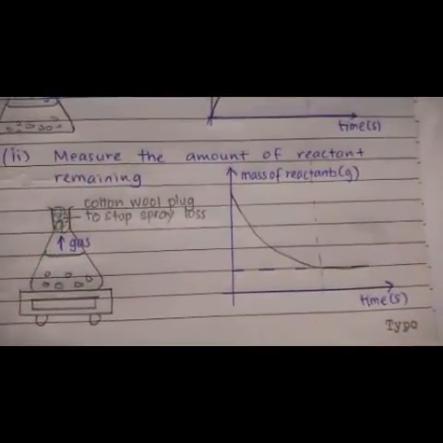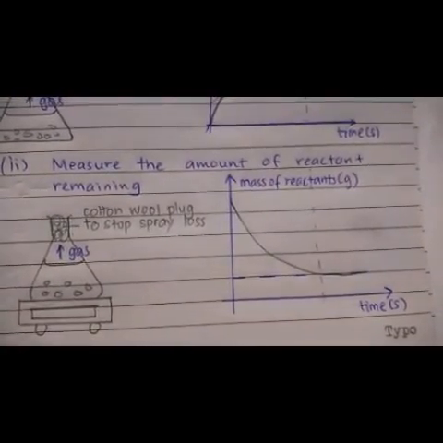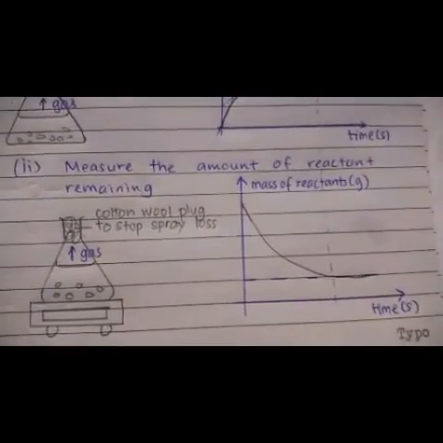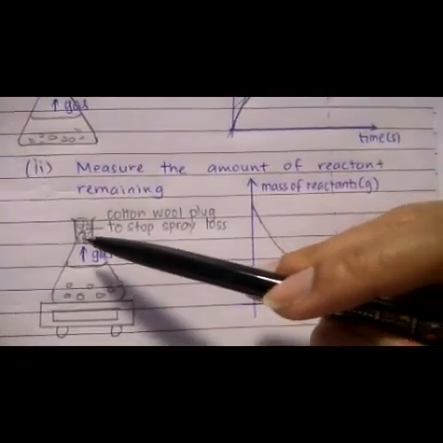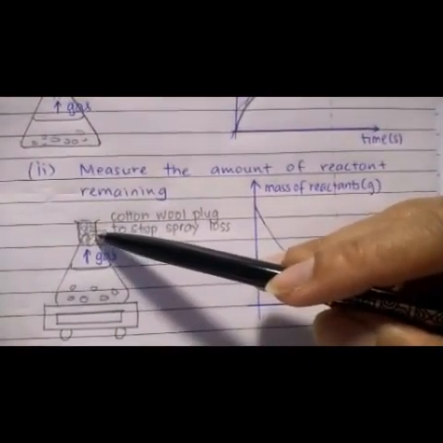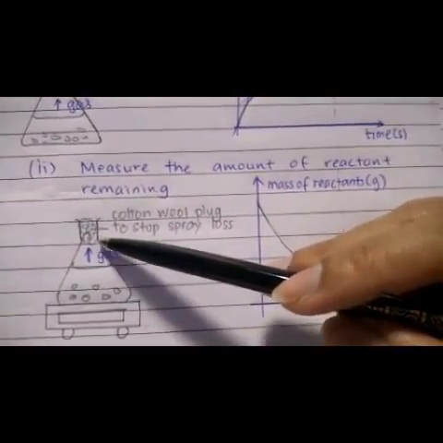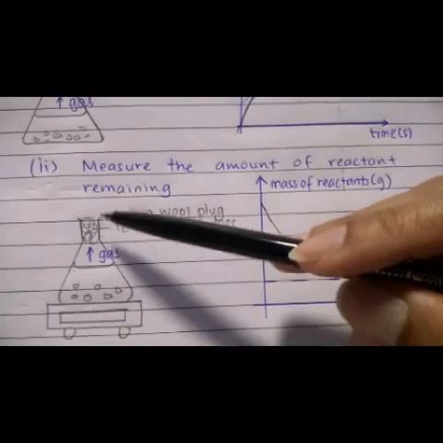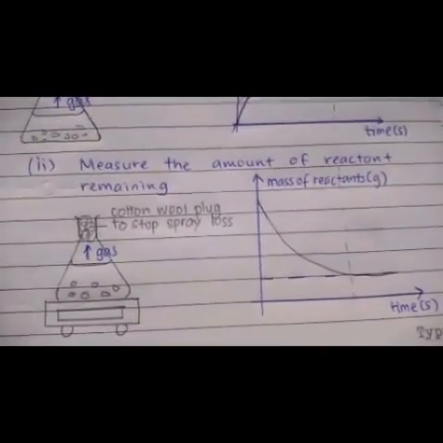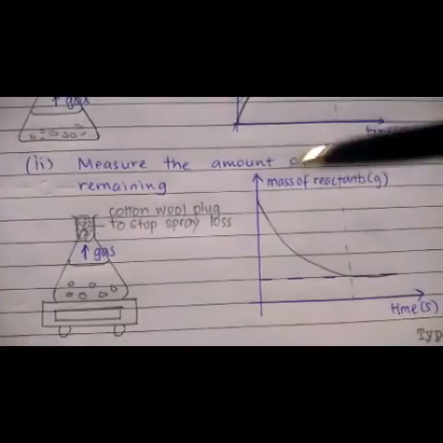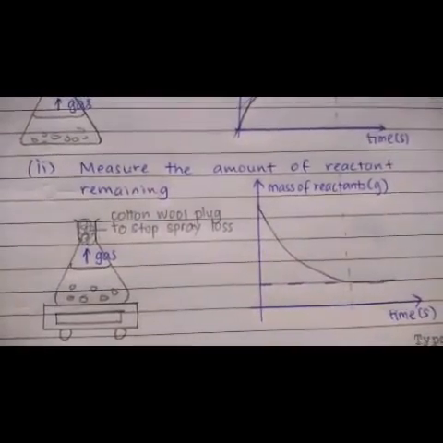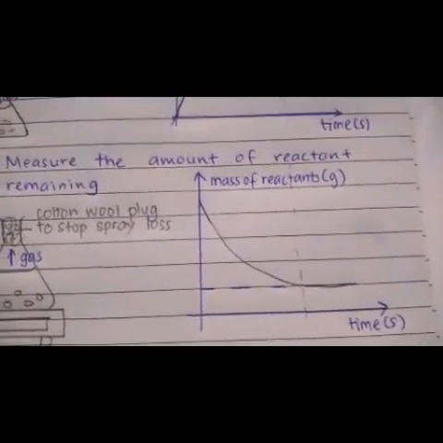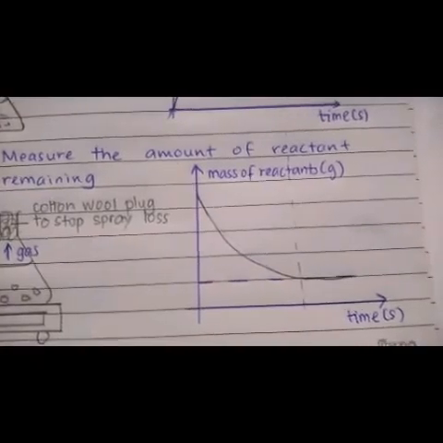Then if you are looking at the second way, which is by measuring the quantity of reactant that is remaining, I just want to point out that in the diagram they usually have a cotton wool at the neck of the conical flask. The purpose of the cotton wool is to actually stop the acid spray loss but still allow the carbon dioxide to actually escape. So the mass loss is actually due to the carbon dioxide escaping from the reaction. So this is after tabulating, and then you plot the graph.